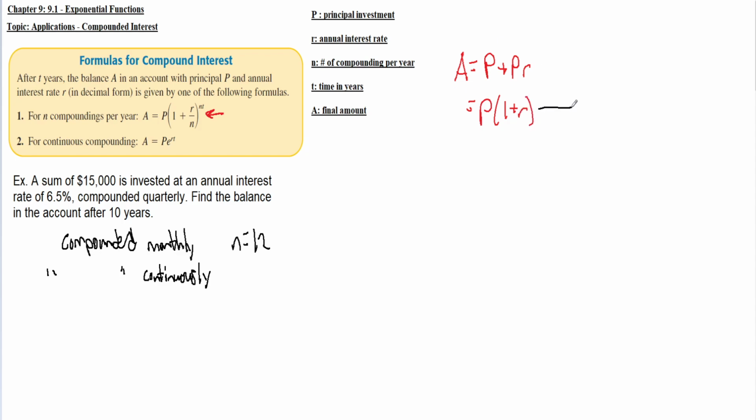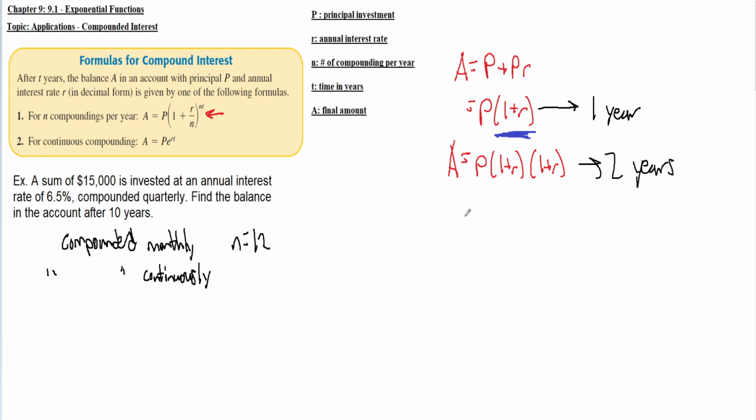And this is true for the first year, or 1 year. So after 1 year, it's compounded by 1 plus R. But what if I did a second year? Then I multiply my first year by this 1 plus R term again. So I have A equal to P times 1 plus R times 1 plus R, and this would be the final balance amount after 2 years.